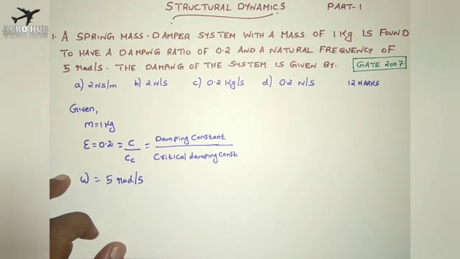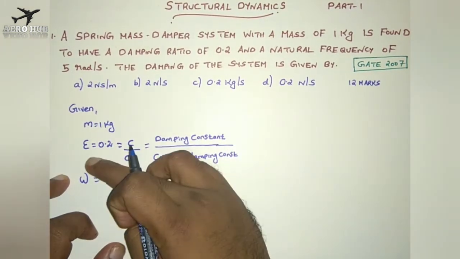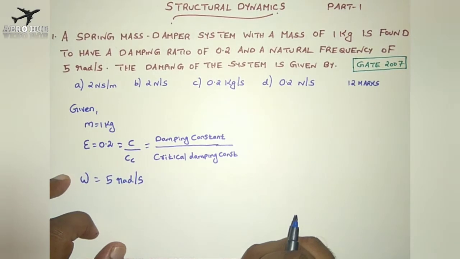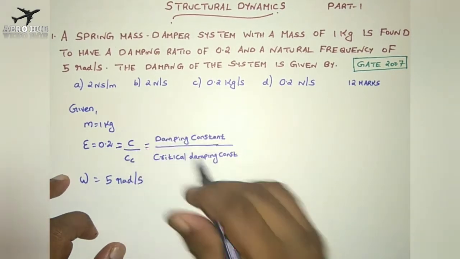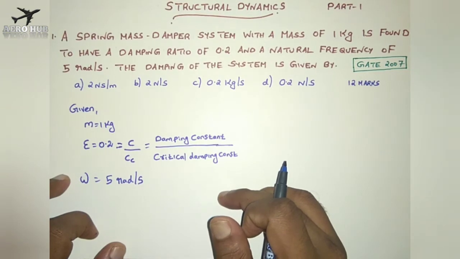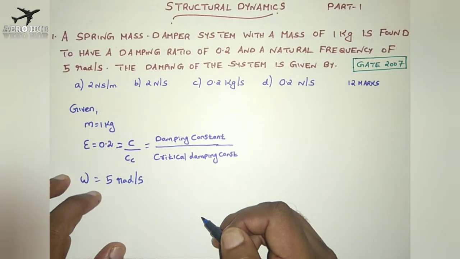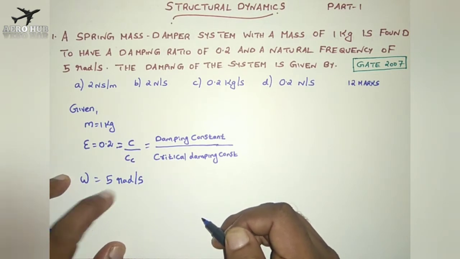So I have written the given data. The mass is 1 kilogram and the damping ratio, which I put as epsilon, is equal to 0.2, which is nothing but the ratio between the damping constant and the critical damping constant. We have to find the value of the damping constant in this question, and they have given the value of omega, which is the natural frequency, that is 5 radians per second.